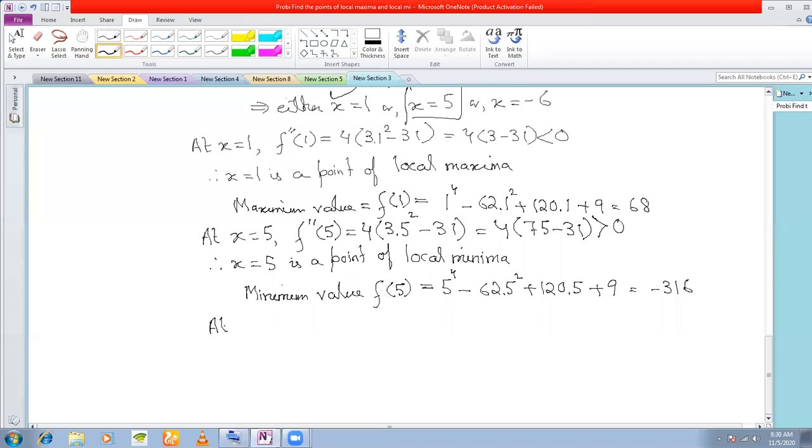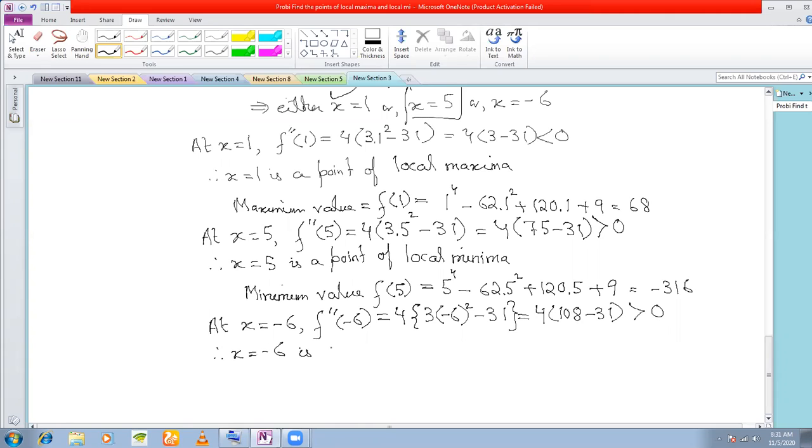Next, third point. What is the third point? Minus 6. At x is equal to minus 6, what is f double dash minus 6? 4 times 3 into minus 6 square minus 31. So this comes to 4 times 36 into 3, which is how much? 108. 108 minus 31. Positive or negative? Positive. Therefore, x is equal to minus 6 is a point of what?